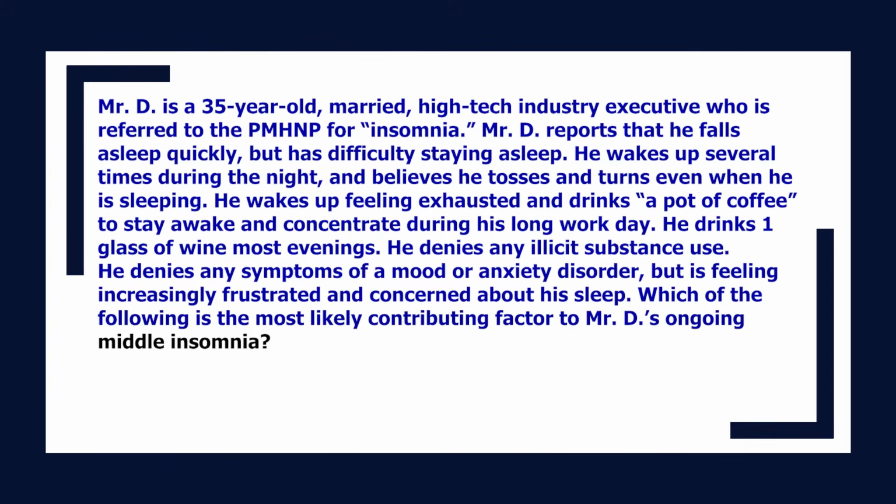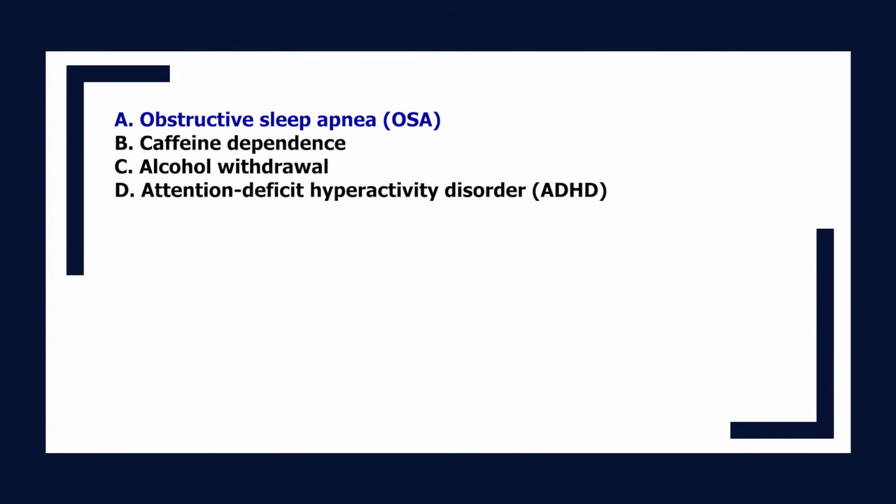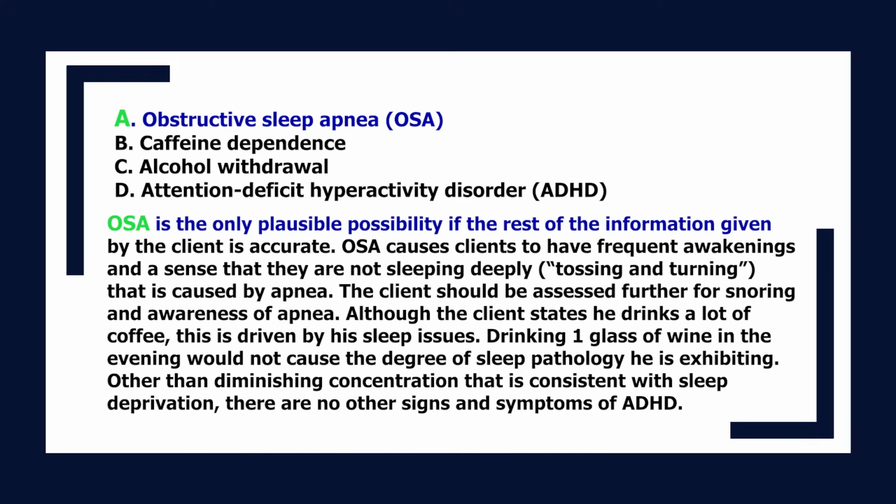Which of the following is the most likely contributing factor to Mr. D's ongoing middle insomnia? A. Obstructive sleep apnea, OSA. B. Caffeine dependence. C. Alcohol withdrawal. D. Attention deficit hyperactivity disorder, ADHD. The correct answer is A. Obstructive sleep apnea, OSA. OSA is the only plausible possibility if the rest of the information given by the client is accurate.